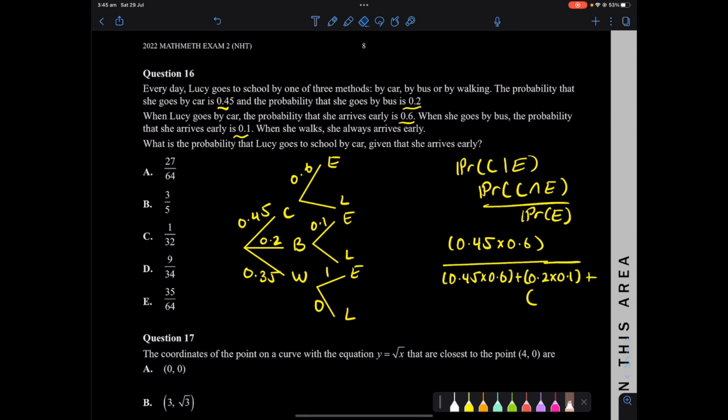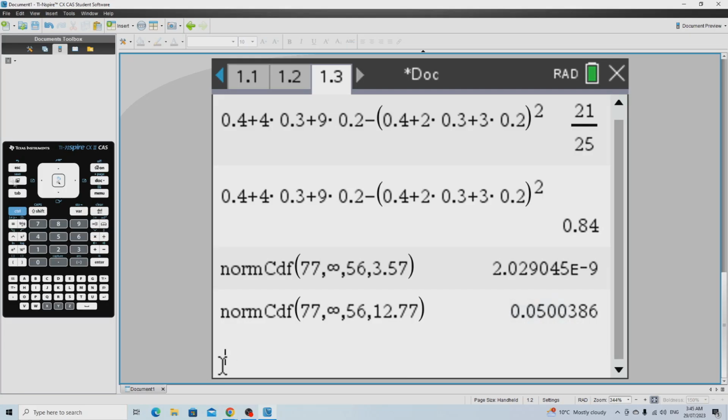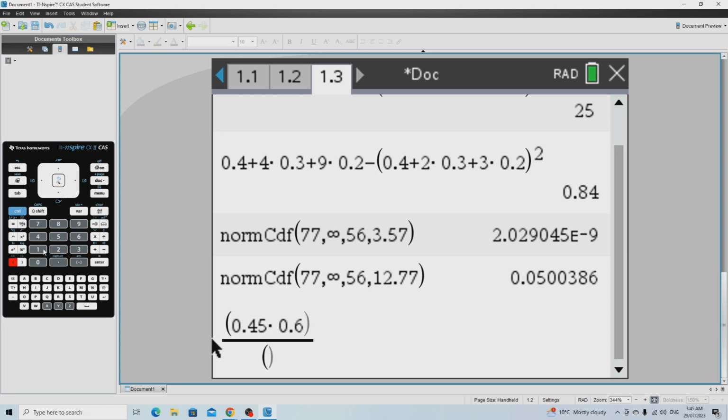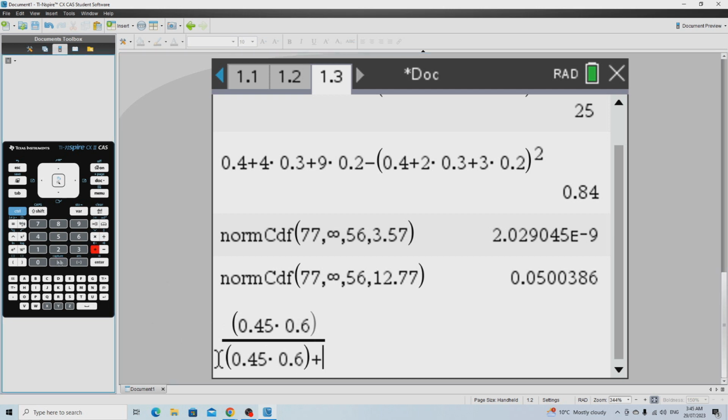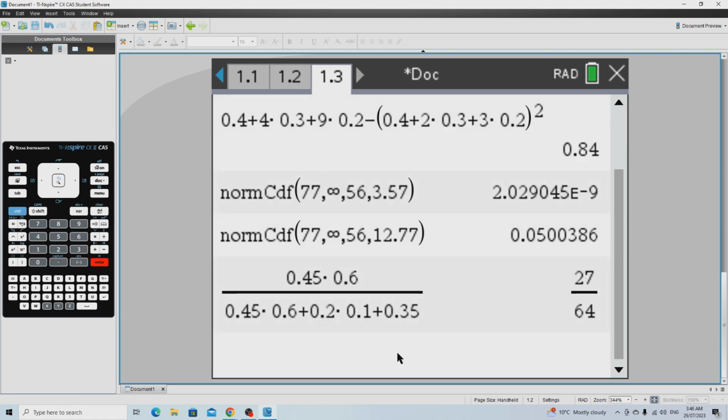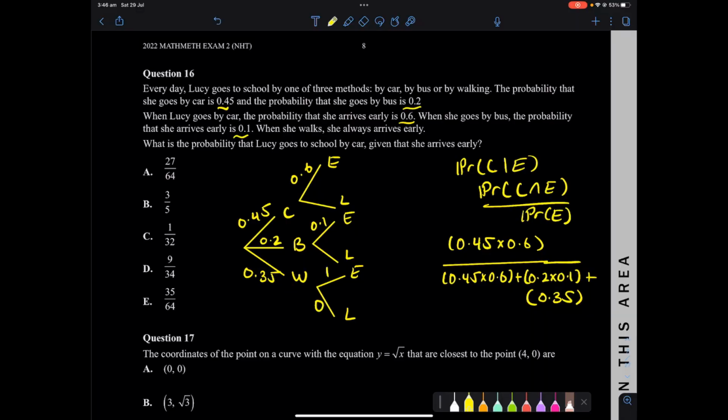Okay, and we can say that 0.35. So putting this in my calculator, we have 0.45 times 0.6 all over 0.45 times 0.6 plus 0.2 times 0.1 plus 0.35. We get 27 over 64, which is therefore A. Move on to the next question.